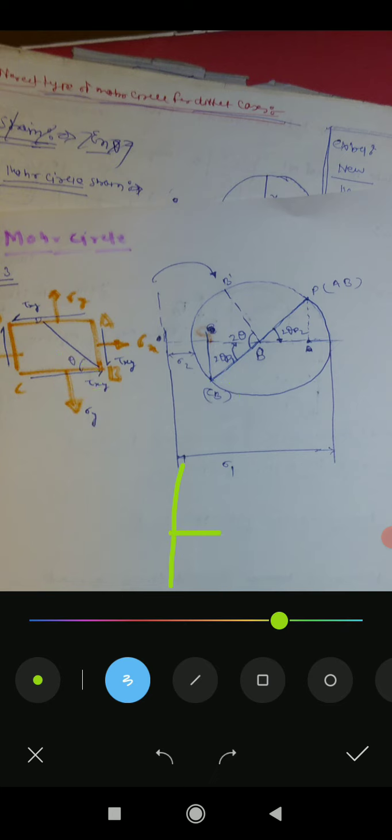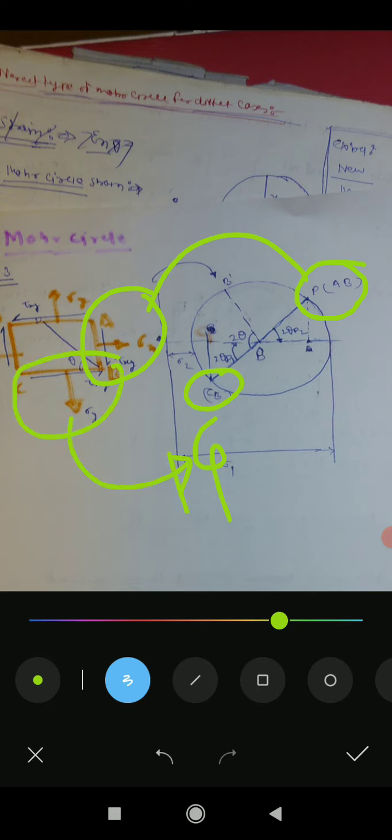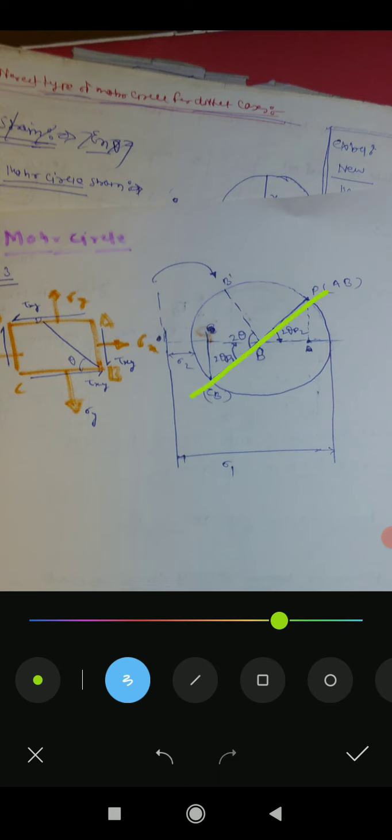So we got both the points P and Q for both the planes, for this plane and for this plane. Okay, that's finished. Now what is the next thing? We have to join these two points, and then we have to make a circle.